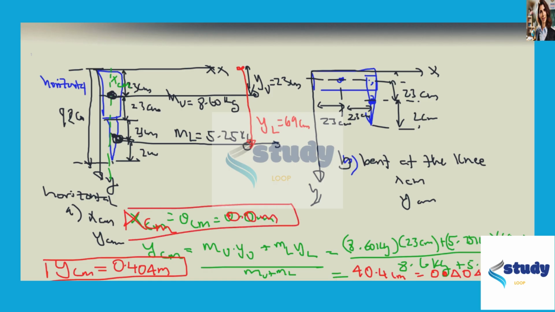Okay, that's part A. In part B, we're bending the knee. We're bending it, and we want to see what happens when you bend the knee in part B. And so, again, we're still going to use the same formulas, the y center of mass and the x center of mass.